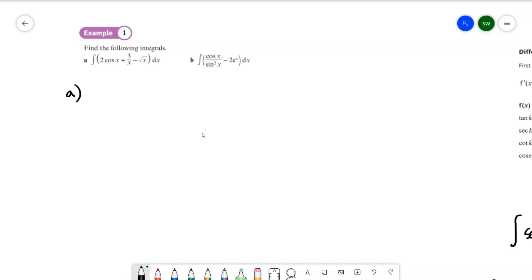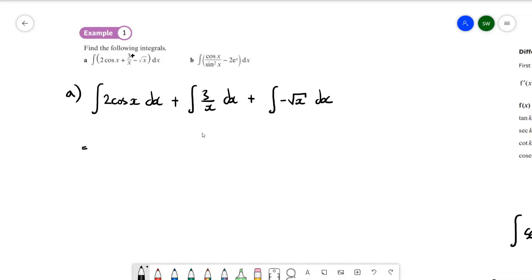So you wouldn't be expected to write this out. Just to make it clear in this example, I'm going to split this up into three separate integrals. So I could split this up into the integral of 2 cos x plus the integral of 3 over x plus the integral of minus root x dx. I kind of got a plus there before the minus.